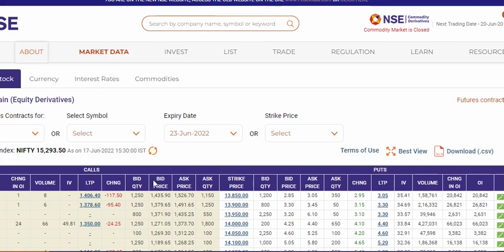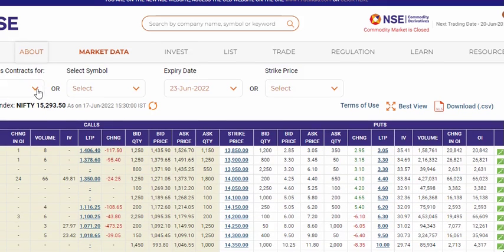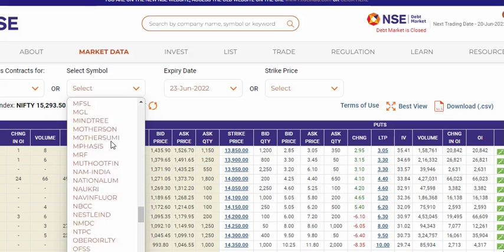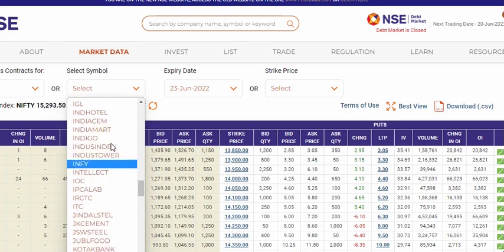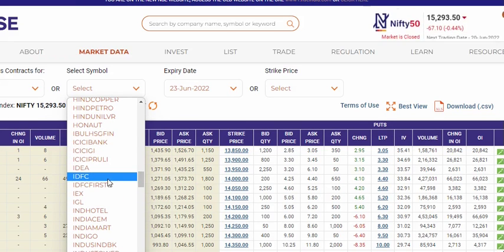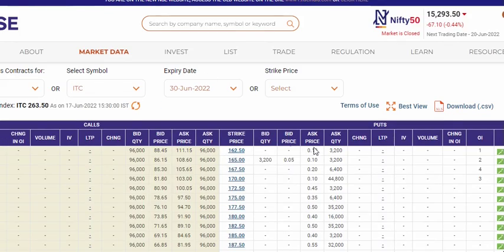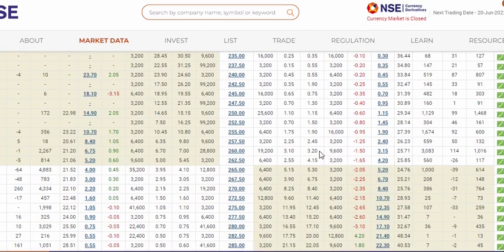Let's say the NSE option chain changes like this, right? So you can select the script out of these. As I said, there are 200 and some odd equities, stocks, available. Only in those stocks you can see the option chain, just like this. This is ITC's option chain. It is at 263 rupees right now. So this side is the call side, this side is the put side.